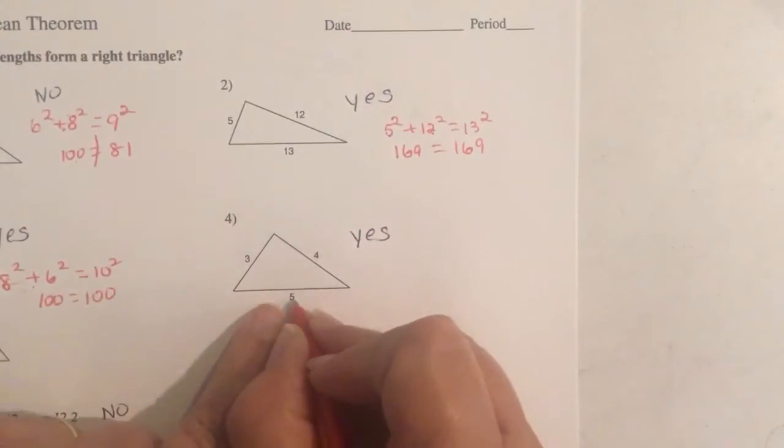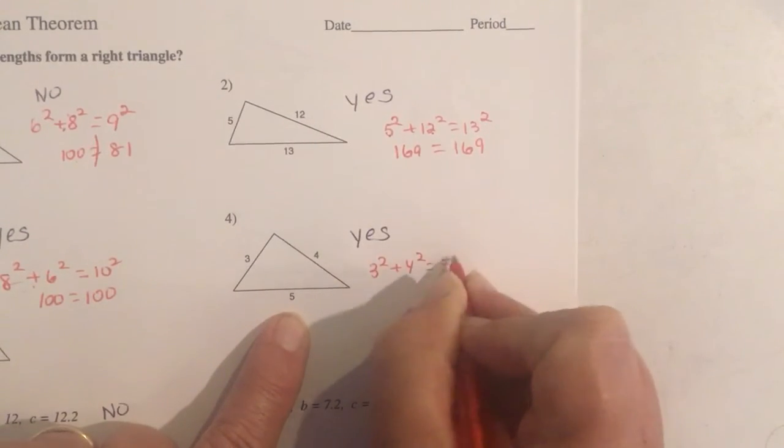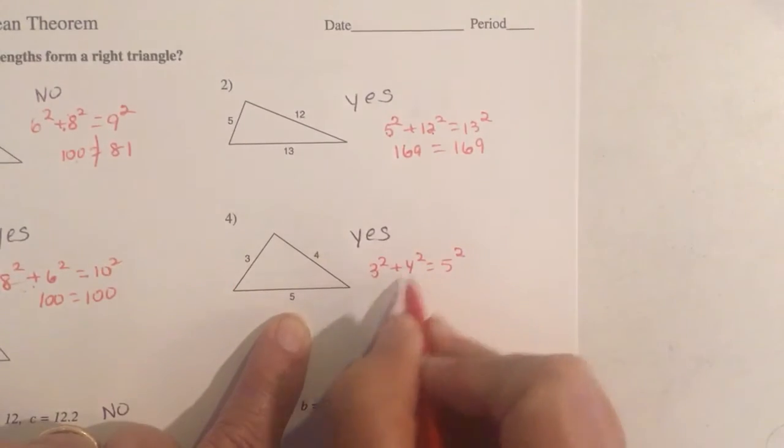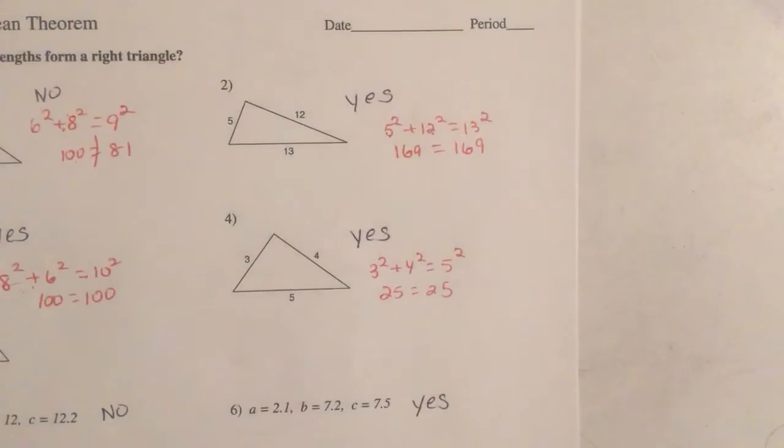For number 4, the longest side is 5. 3 squared plus 4 squared must equal 5 squared. 9 plus 16 equals 25, which is indeed the same thing as 5 squared.